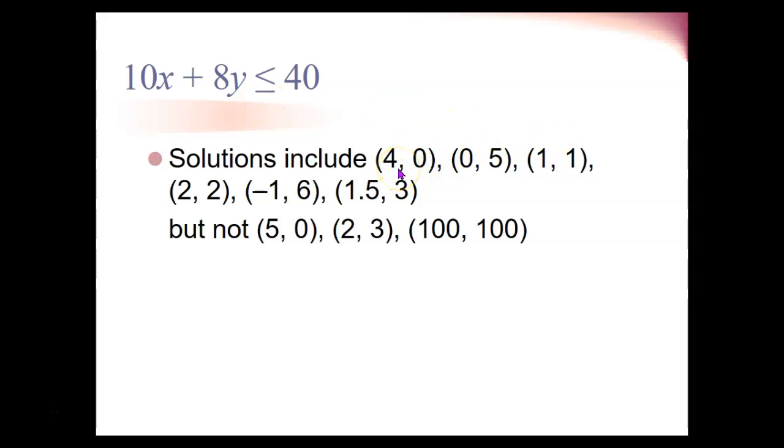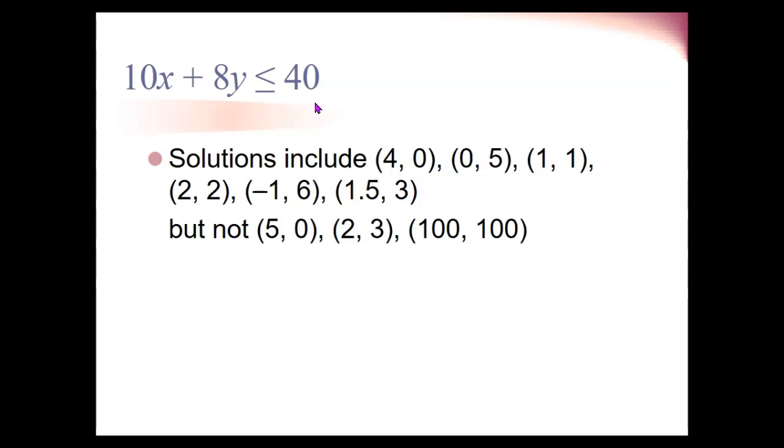So that means you could afford to buy 4 shirts and no caps. Or you could buy 0 shirts and 5 caps. You could buy 1 shirt and 1 cap. You'd have some money left over then, but you could afford to do that. You could buy 2 shirts and 2 caps. You could buy -1 shirts and 6 caps, which might or might not make sense. Maybe that means you sell 1 shirt and buy 6 caps. You could buy 1.5 shirts and 3 caps. Well, maybe you can't really buy 1.5 shirts, but at least that does work in the inequality.